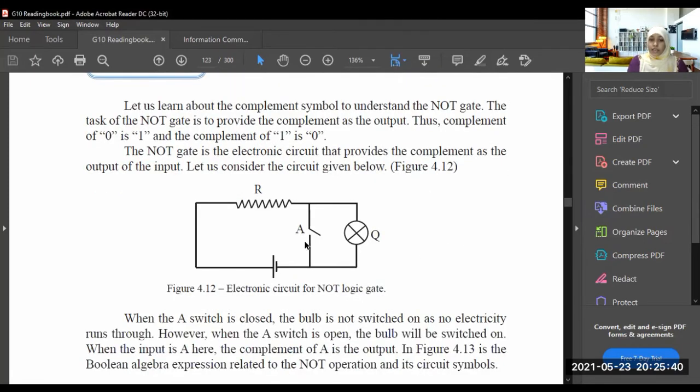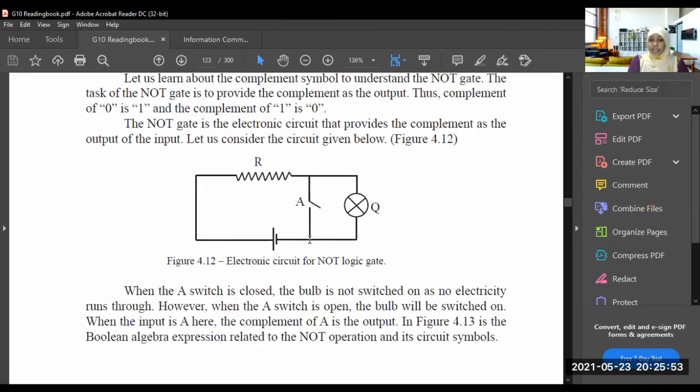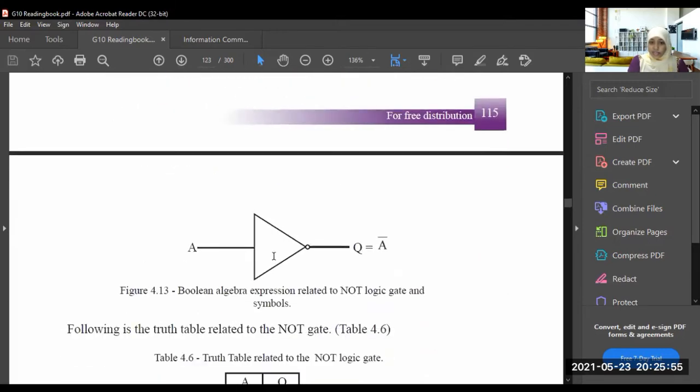It means if I on the switch, the bulb will off. If I off the switch, the bulb will be on. So it does the vice versa. Understood? NOT gate. So here, this is the symbol.